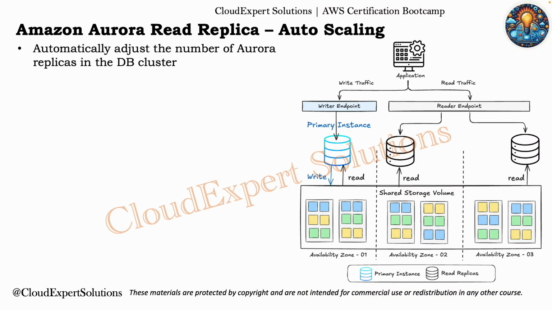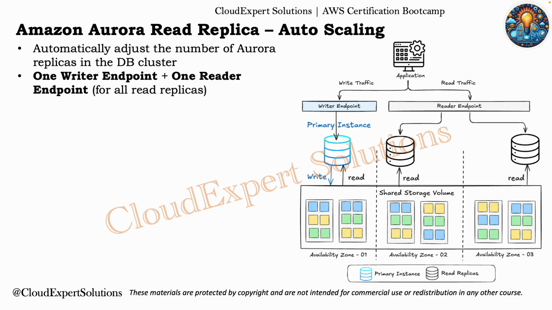Amazon Aurora automatically adjusts the number of Aurora replicas in a database cluster based on the workload. Unlike RDS, Amazon Aurora provides one reader endpoint for all the read replicas. So with Aurora, you will have only one reader endpoint and one writer endpoint. Aurora Auto Scaling is available for both Aurora MySQL and PostgreSQL engine.